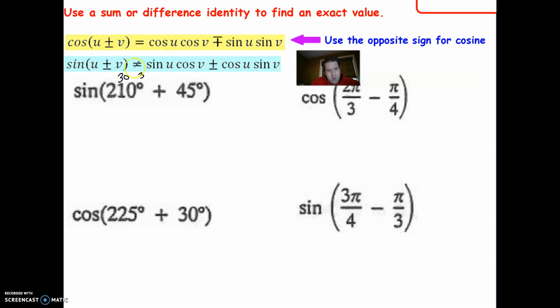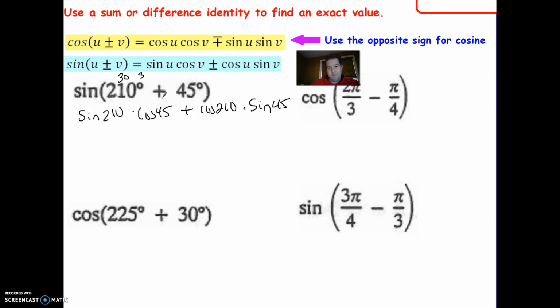All right, so I'm going to use this blue one right here. It says that sine of u plus v, where u is 210 degrees and v is 45 degrees, is equal to sine of u, so that's sine of 210 times cosine of the other number, 45, plus, because remember, sine is exactly what it is, cosine of u, so that'd be cosine of 210 times sine of 45.